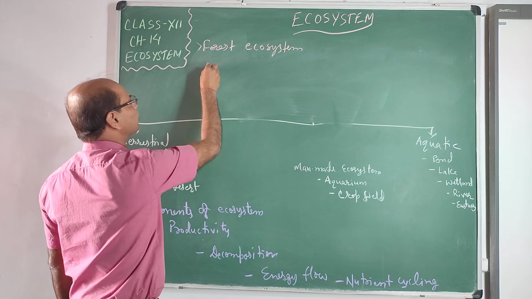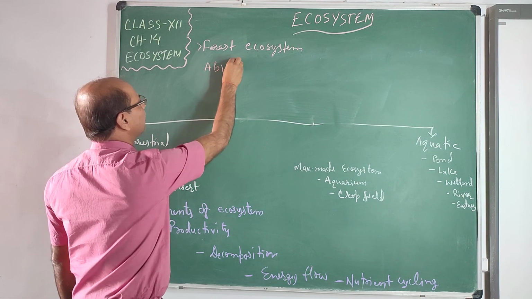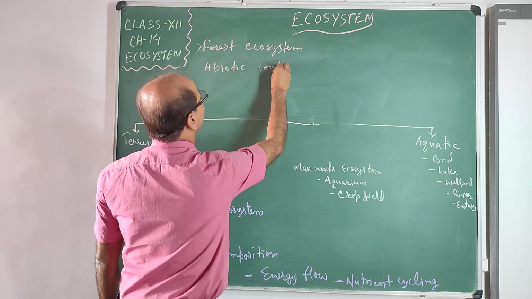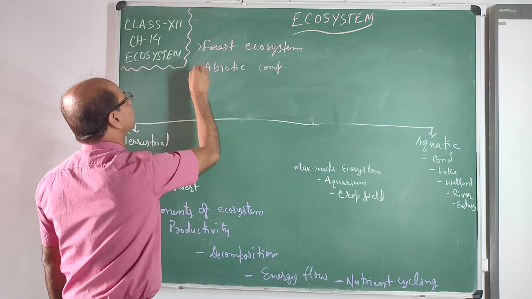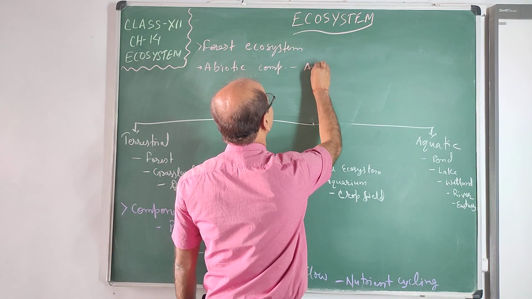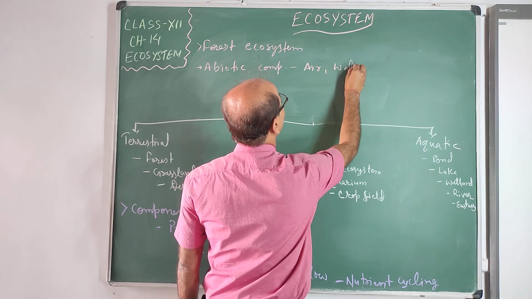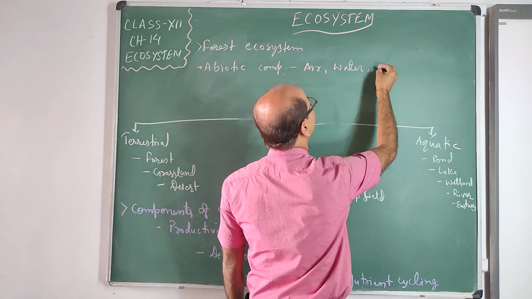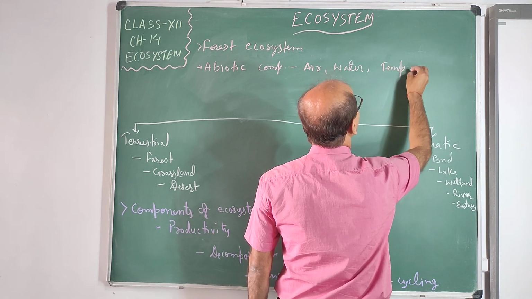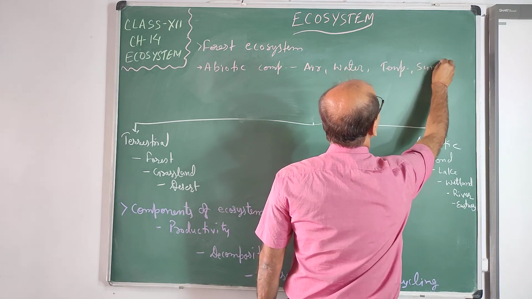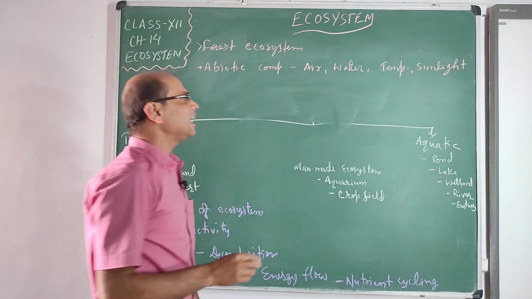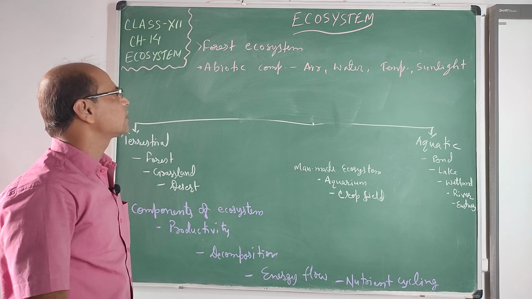The abiotic components of the forest ecosystem are air, water, temperature, and sunlight. These are the abiotic components of the forest ecosystem.